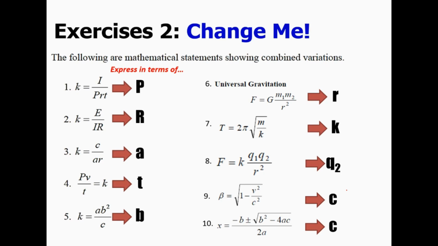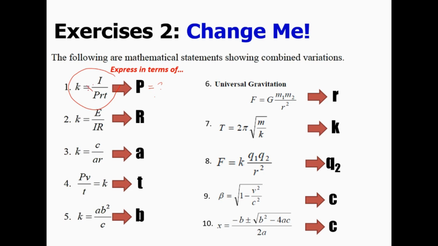So the following are mathematical statements showing combined variation. What you are going to do is to express this in terms of the following conditions. So for example, number 1, K equals I over PRT. So, in terms of P, we need to solve here. So, P equals... how? Using this formula. What we will do is just derive.